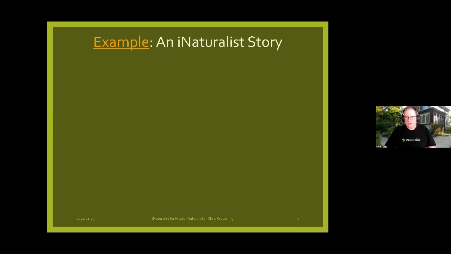So I'm going to tell you a story. I like this story because it exposes all these different aspects of iNaturalist and why it's so important for naturalists, for natural history, for documenting biodiversity, and for building community. So again, get the chat ready. I'm going to ask you two questions, and I'm going to ask you to type your responses into the chat.